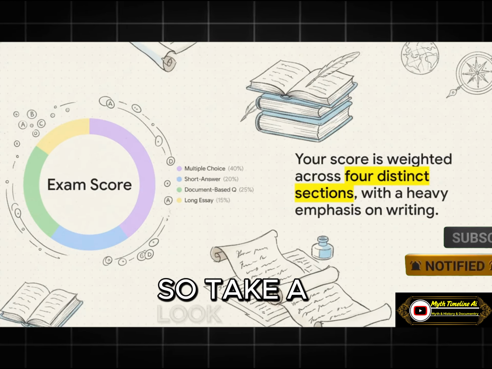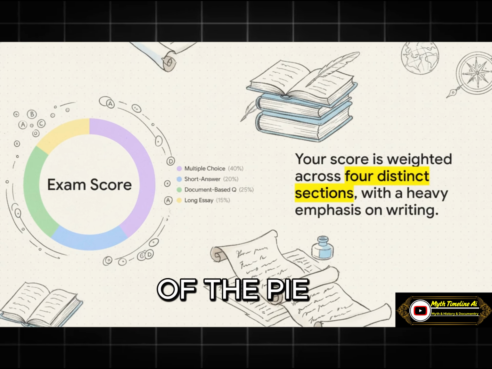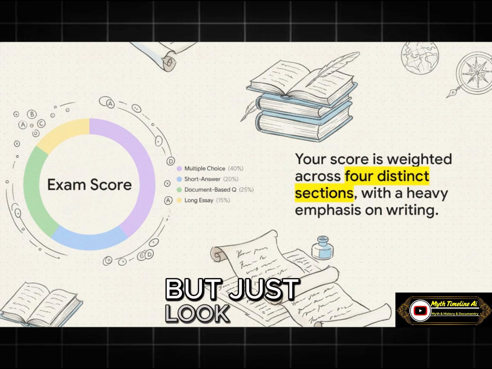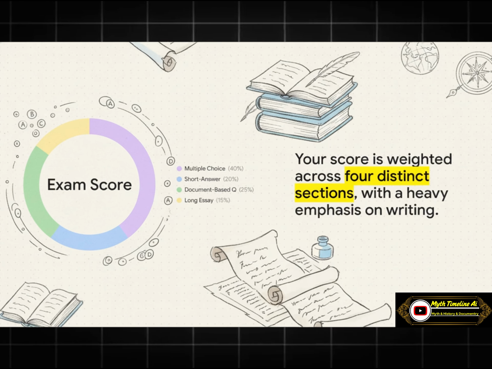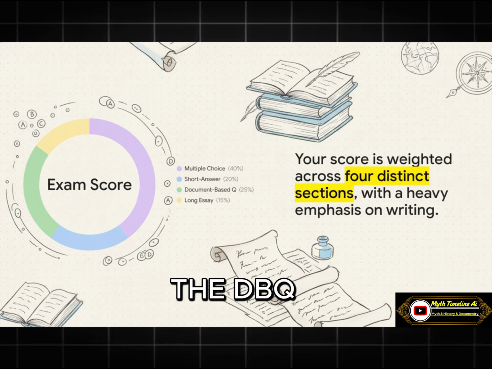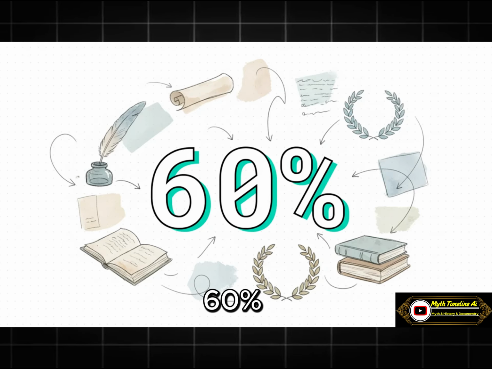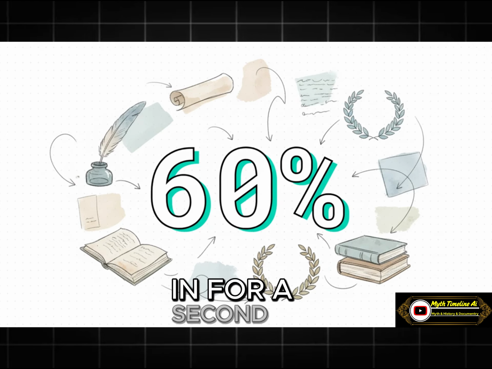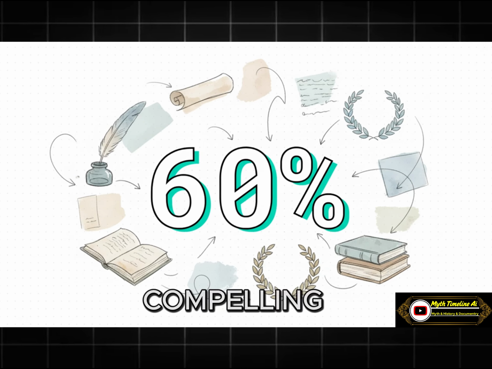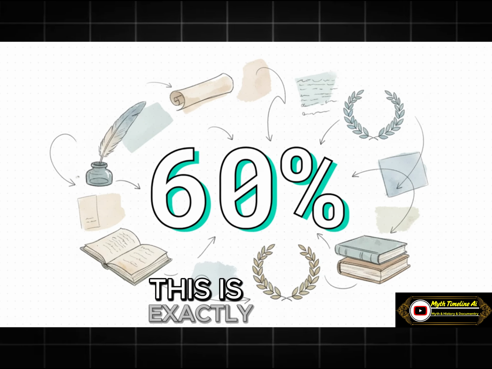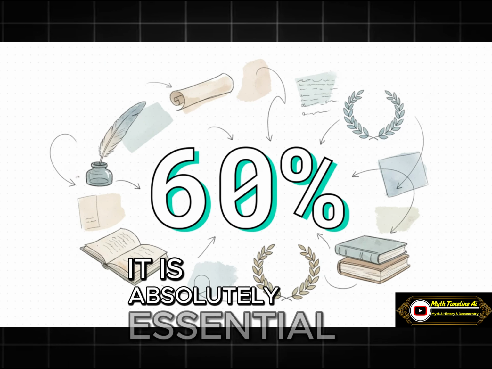So, take a look at this breakdown. The multiple choice section is a big piece of the pie, for sure, at 40%. But just look at what makes up the rest of it. What do you see? It's all about writing. The short answer, the DBQ, the long essay, that's where the majority of your points are. 60%. Let that number sink in for a second. The majority of your score comes directly from your ability to write a compelling historical argument. This is exactly why practicing your writing isn't just a good idea, it is absolutely essential.